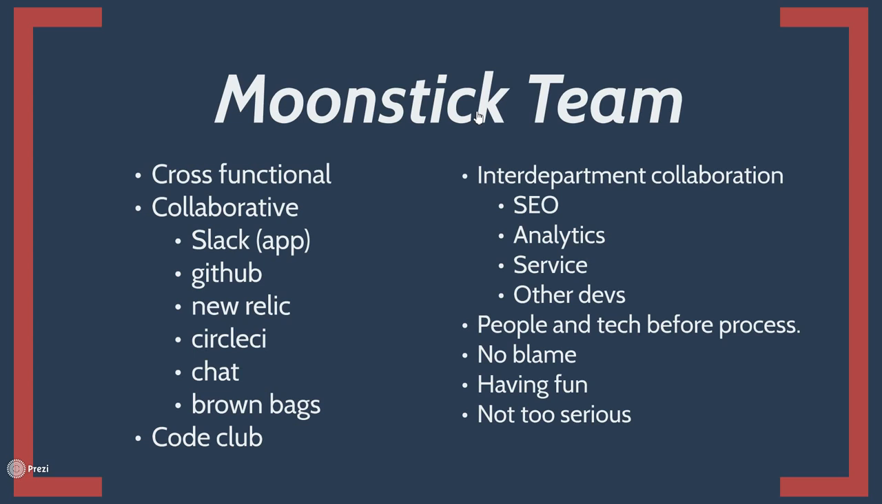New Relic, as we mentioned, and Circle again has been brilliant. It's so much faster than Go. It integrates with Slack as well, so it gives us that really fast feedback loop that my branch is good. We chat, obviously, and brown bags is what we're doing now. And then Code Club, although we haven't done it for a while, if everyone's interested in learning new technology or trying to get a better knowledge of something in the Moonstick code base, we'll get together and look at it together or in pairs or something.